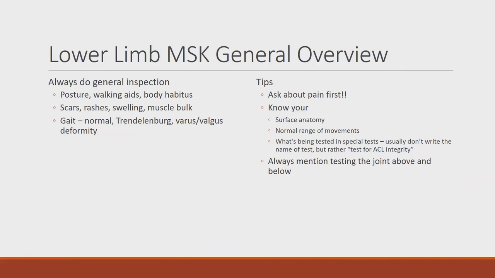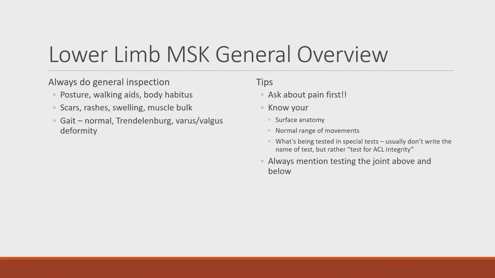And then general inspection. Obviously for the lower limb, you're looking at their posture, if they've got any crutches or something, and the body habitus because that can cause osteoporosis, osteoarthritis. And then your other general things: scars, rashes, swelling, muscle bulk. And then look at their gait. Look at how they're walking. Do they have a normal gait? Do they have that Trendelenburg gait, which would be your glute med weakness? Do they have varus or valgus deformities? Do they have foot drop gait?